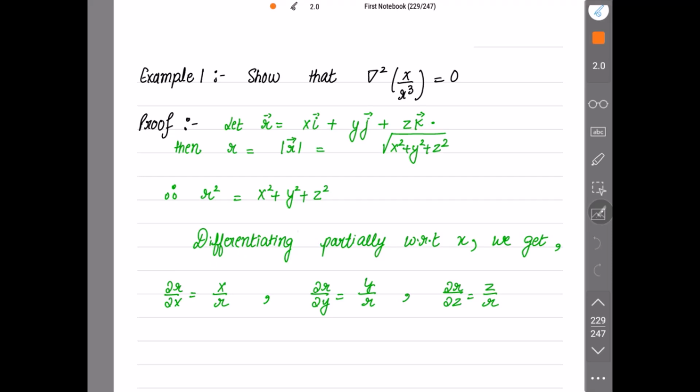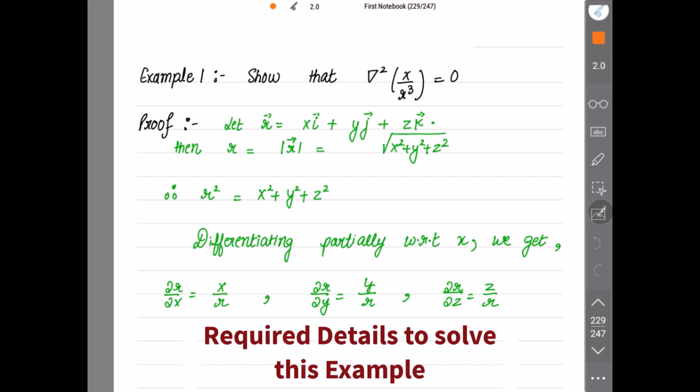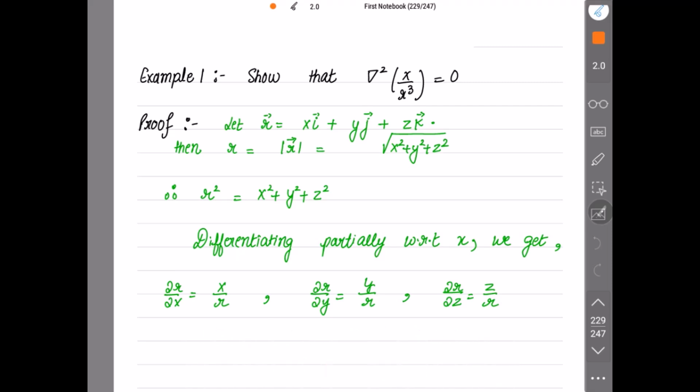On differentiating partially with respect to x, we get curly r over curly x as x over r. On differentiating partially with respect to y, we get curly r over curly y is equal to y by r. And on differentiating partially with respect to z, we get curly r over curly z as z over r. So we need these details to solve this example. Now it is del square x over r cube.